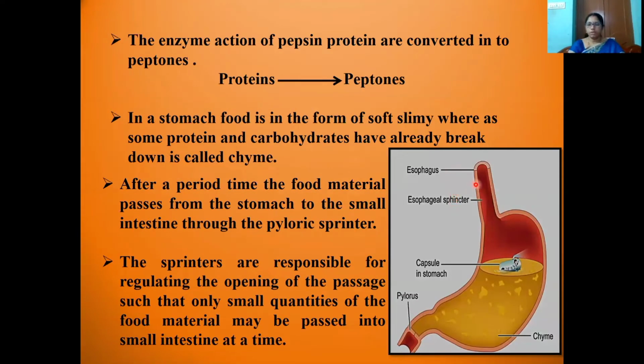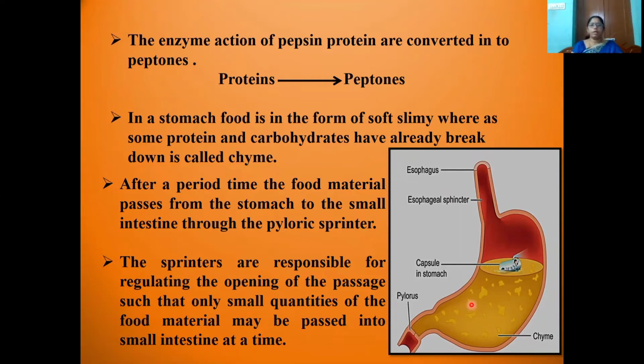Children, we can see this picture. This is chyme. This is the pyloric sphincter. In the stomach, the food is in the form of a soft slimy mass called chyme. Through the enzyme action of pepsin, proteins are converted into peptones. In the stomach, the food is in the form of a soft slimy mass, in which some protein and carbohydrates have already broken down, called chyme.